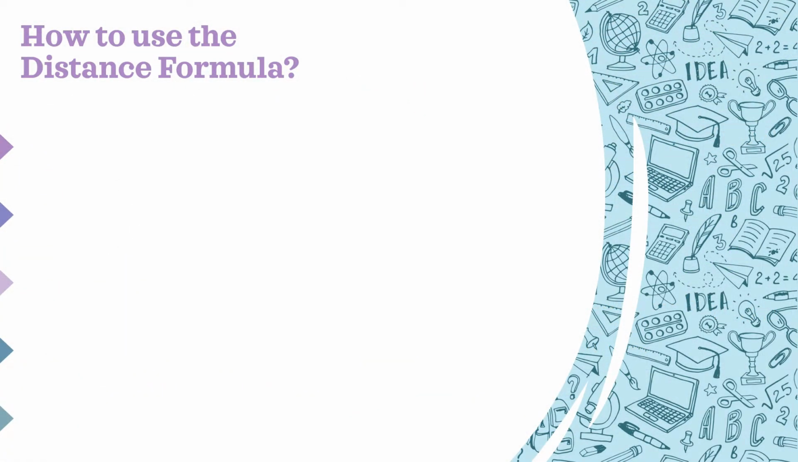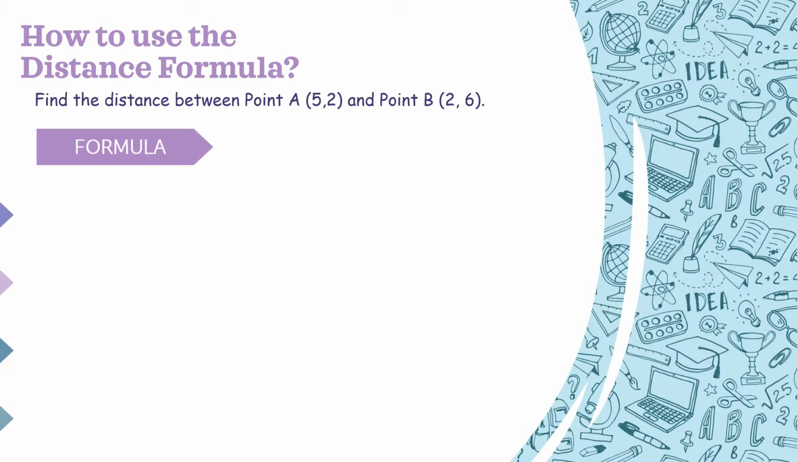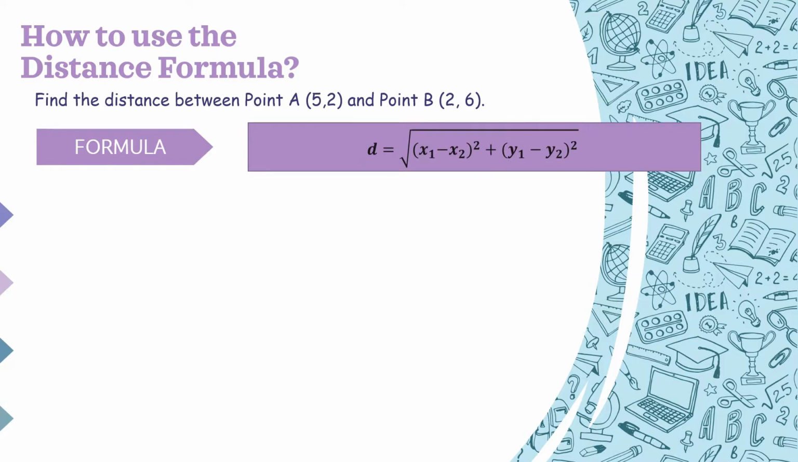So how do we use the distance formula? Find the distance between point A with coordinates 5, 2 and point B with coordinates 2, 6. We don't have to plot the points on the Cartesian coordinate plane. All you have to do is follow these steps. Step 1 is to have the formula, which is d equals the square root of the quantity x sub 1 minus x sub 2 squared plus the quantity y sub 1 minus y sub 2 squared.